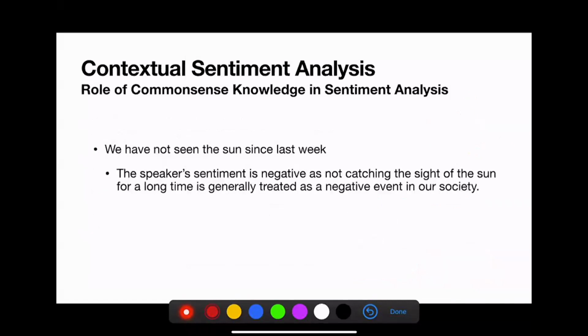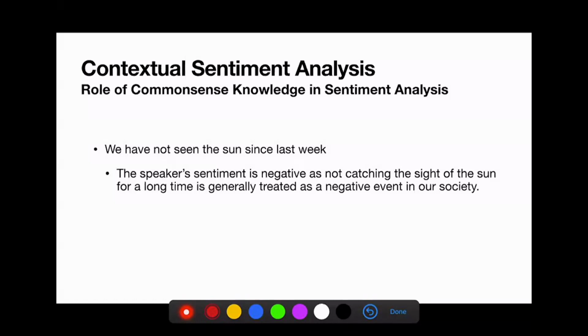Now, the role of common sense knowledge in sentiment analysis. To explain that, in continuation with my previous slide, consider this example: we have not seen the sun since last week. Now, in this sentence, what can you see? For a system without common sense knowledge, it's so hard to correctly classify the sentiment, right? Because it looks neutral, like for a machine, it looks neutral. We are human beings. Sunlight is good for us, we all know. So using this extra knowledge, we can say that not seeing the sun since last week is negative.